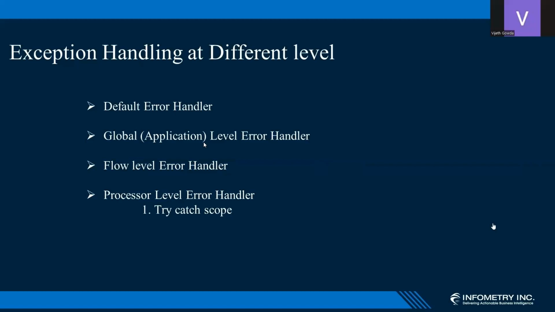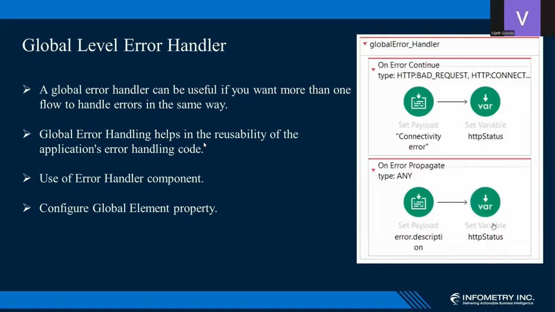Also, when an error occurs, it will stop the execution of the flow and log the information about the error. So the Mule default error handler acts the same for all applications and cannot be configured manually. Like we configured for Raise Error or any On Error Continue, we cannot do that. It will be default, and it will throw the exact error and error messages to the user. So next, moving on to the global level handler.